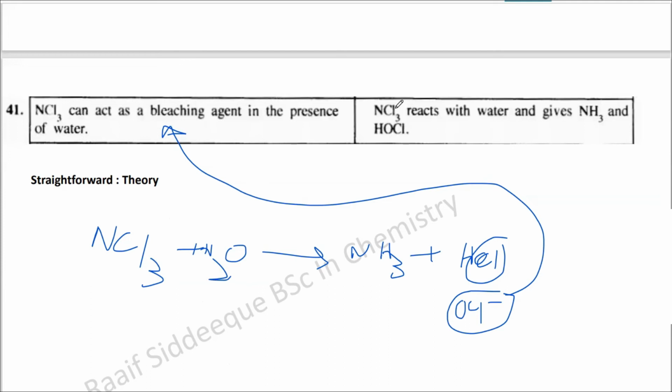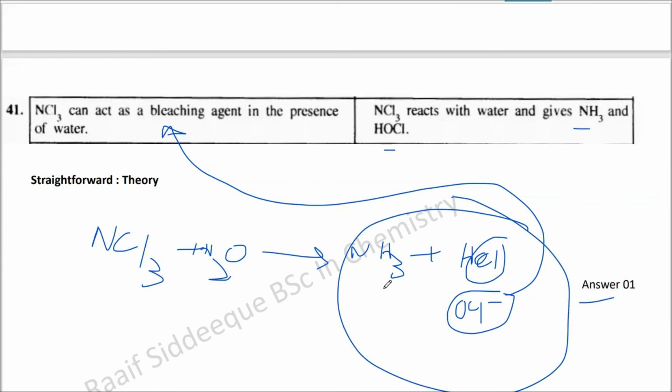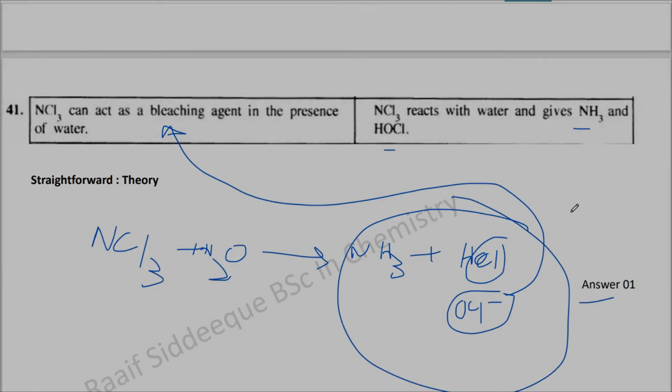So NCl3 reacts with water and gives ammonia and HOCl. So this is the product that is formed. That is why it shows bleaching agent. So answer is 1. Okay.